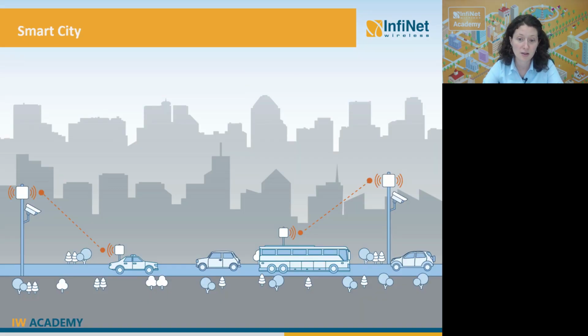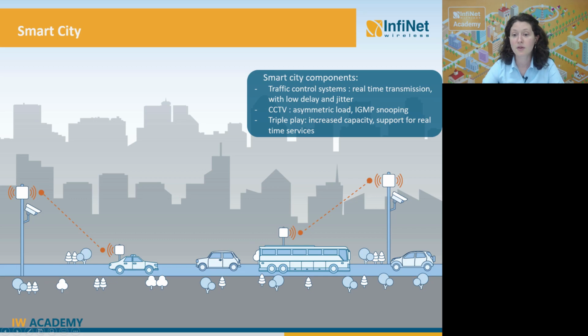Last, we have the smart city projects that also involve moving vehicles with different purposes. In a smart city, you will find base stations installed at street level on pylons, traffic lights, or buildings, and several vehicles with CPEs on top. In case of traffic control systems, it is important to provide reliable real-time communication using a high-quality connection with low jitter and delay values. CCTV systems are also very often present in a smart city and require an increased throughput in the uplink, along with advanced multicast traffic handling mechanisms like IGMP snooping.